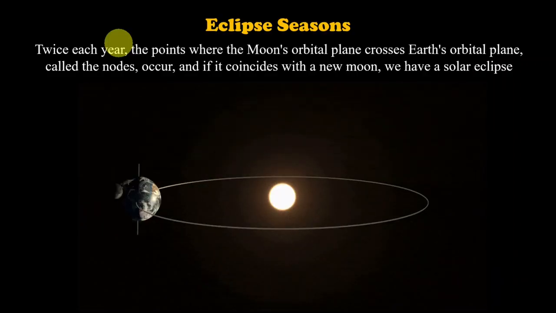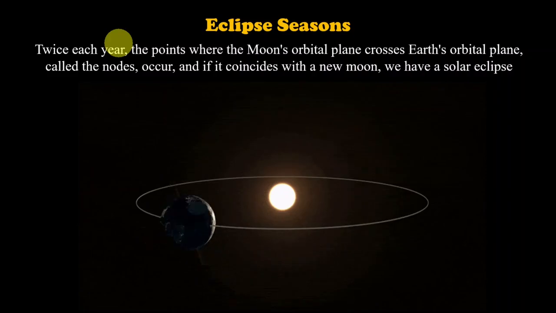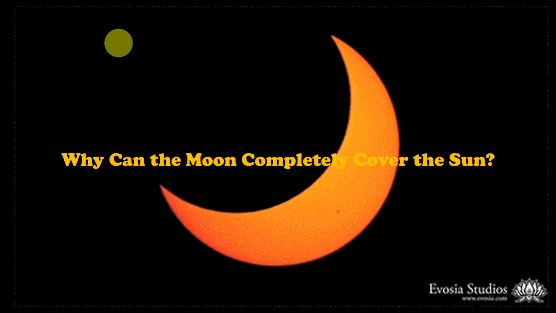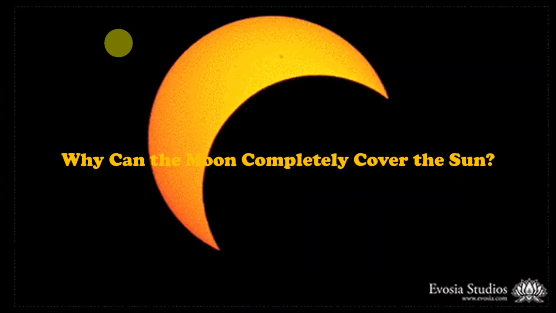So it's called the nodes. That is why I don't experience a solar eclipse every month, unless the moon is at this node.